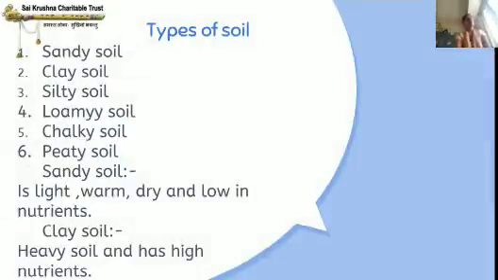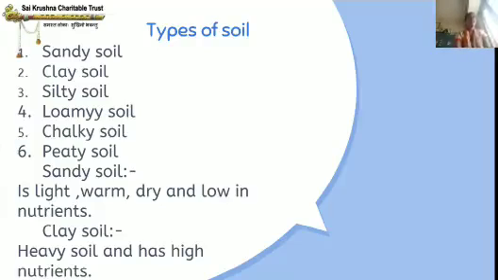So you have understood what are the uses of soil and why soil is used, and now we will understand the types of soil. You have 6 different types of soil. They are the sandy soil, clay soil, silty soil, loamy soil, chalky soil, and peaty soil. Now we will understand one by one in detail.